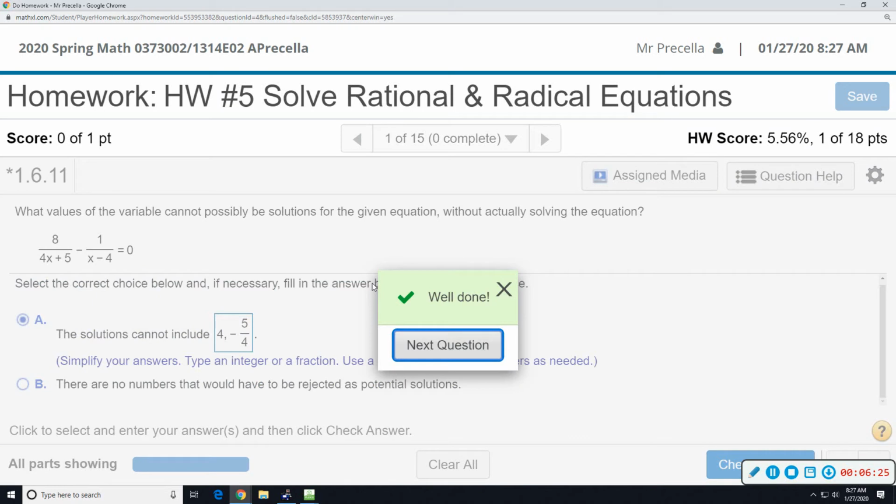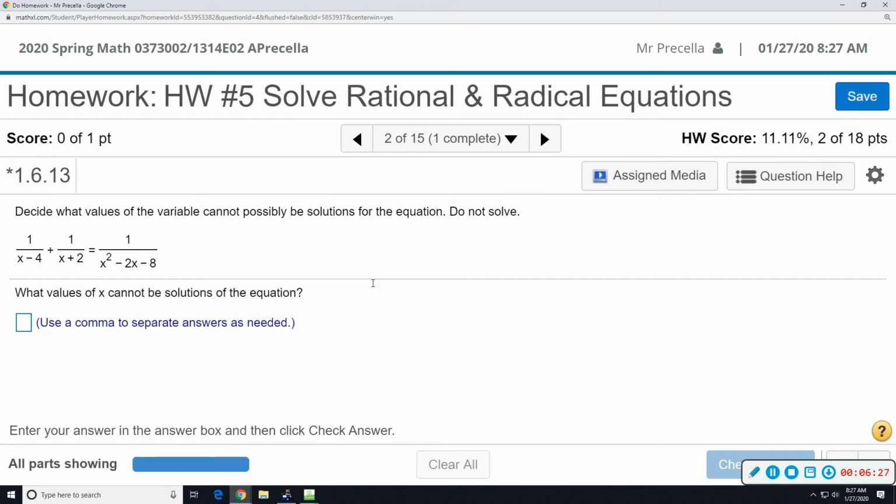The next one is the same type of problem. It just looks a little bit more involved. Let me write it down and then switch over. This is problem 2. 1 over x minus 4 plus 1 over x plus 2 equals 1 over x squared minus 2x minus 8. X minus 4.